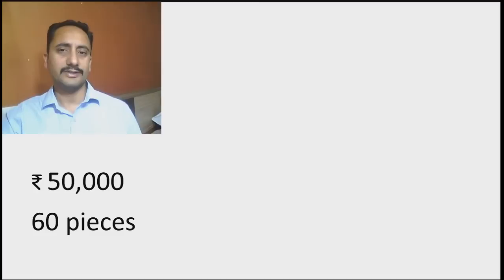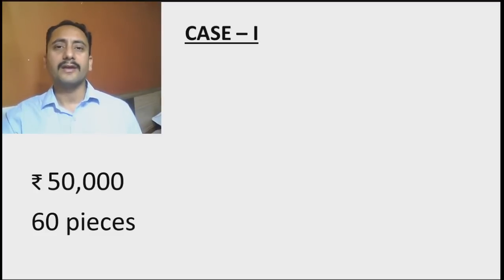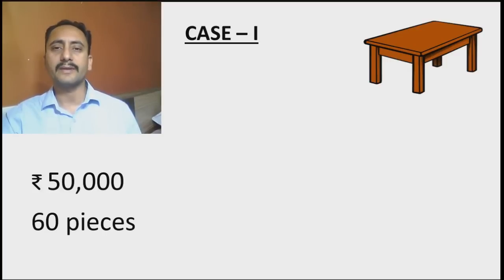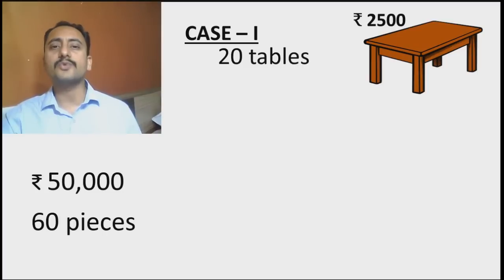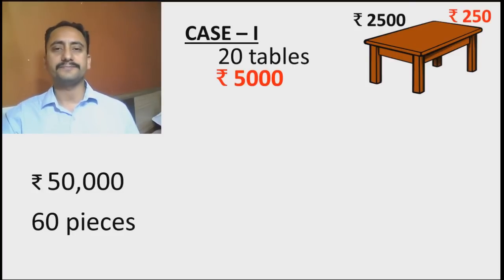Alex thought, if he buys all tables with the money which he has, that is 50,000 bucks, the cost of each table is 2500, which means with 50,000 bucks he can purchase 20 tables. And the profit for each table is rupees 250, so for 20 tables it will be rupees 5000.